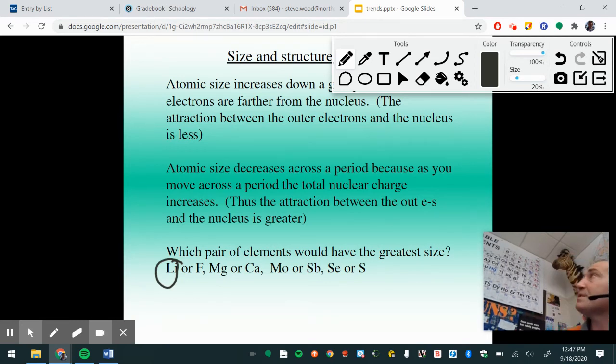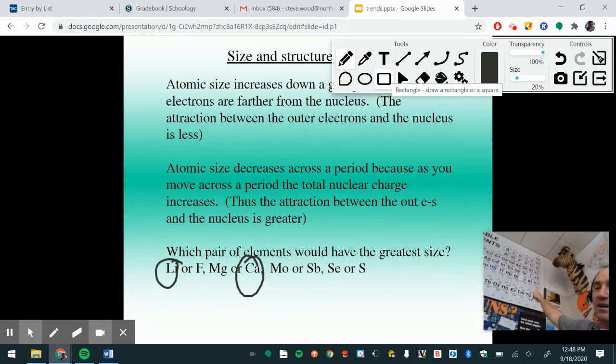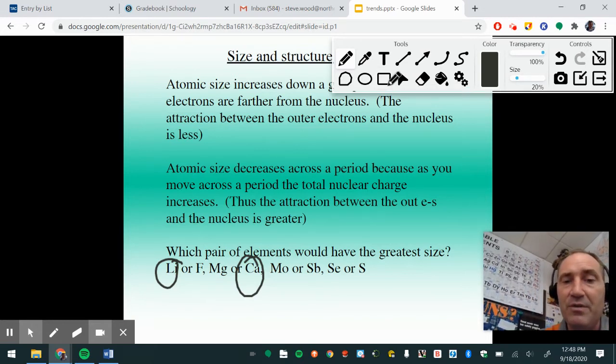All right, Mg or Ca. They're in the same group, group 2, but Ca is further down, so it'd be that one. We would say it has more energy levels or shells, which causes more shielding, which causes it to be larger. Okay, molybdenum or antimony. Molybdenum is further to the left and antimony is right there. Since this one is further to the left, it tends to have more nuclear charge, which draws it in. And then selenium or sulfur: selenium is further down, so it's this one.